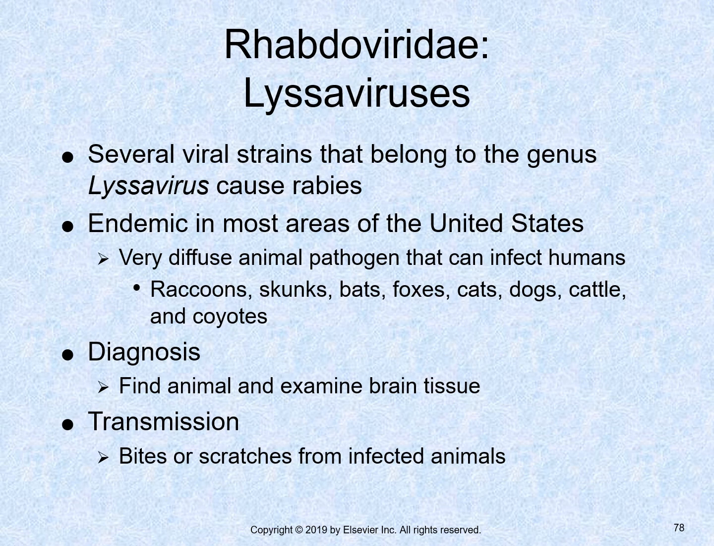The previous slides discussed genera in the family Retroviridae. Now we're moving on to the next family, Rhabdoviridae, which includes lyssaviruses, the causative agent of rabies. Lyssaviruses are endemic in most areas of the United States. It's a very diffuse animal pathogen that can infect humans. Raccoons, skunks, bats, foxes, cats, dogs, cattle, and coyotes have all been implicated in rabies infection, with dogs being implicated in 99% of rabies deaths.